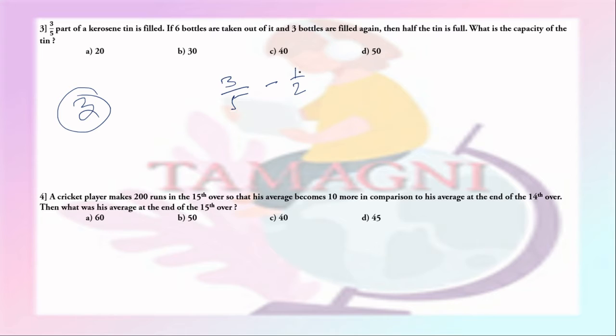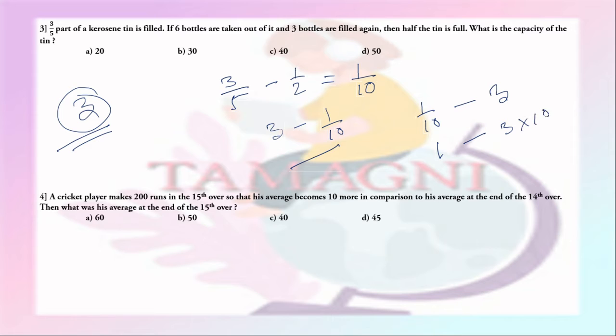So if we subtract these two numbers we get 1 by 10. That means that 3 bottles contain 1 by 10th of the total container, that is the tin. So 1 by 10th of the tin is equivalent to 3 bottles, and 1 part will be equal to 3 into 10, that is 30. So that means the capacity of the tin is actually 30. So option B is the right answer.